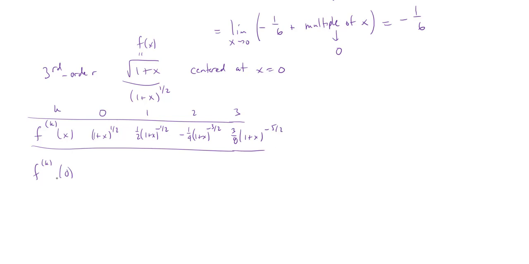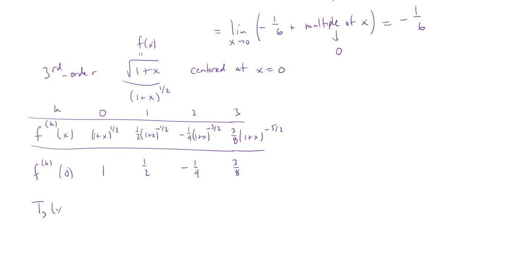Now I evaluate at x equals 0. Well, this is really great because each of these is 1 plus 0 to some power. 1 to this power is going to be 1. And then we're going to multiply by some constant. So we're going to get a 1, a 1/2, a negative 1/4, and a 3 over 8. Okay, so this tells us the kth derivative of the function at 0. Now, how does that build us our Taylor polynomial?